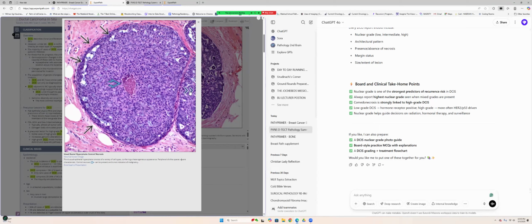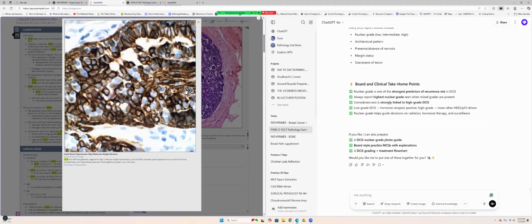UDH with central necrosis. Florid usual hyperplasia consists of a variety of cell types, conferring a heterogeneous appearance. Peripheral slit-like spaces are characteristic. Central necrosis can be present and is not indicative of malignancy. So UDH can occasionally have central necrosis. Take note of that.